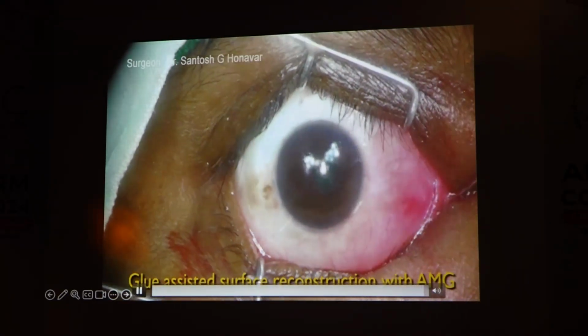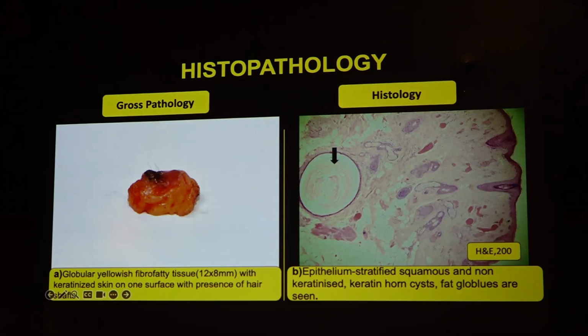On subsequent histopathological examination, what you might appreciate on the screen on the left-hand side is a gross specimen photograph showing fibrofatty tissue with a keratinized skin surface and cilia projecting through the surface of the lesion, and on the right-hand side is the photomicrograph, which shows the presence of keratin pearls and other elements, and also glandular tissue, making us realize that there are two different histological subtypes that we see on this photomicrograph.